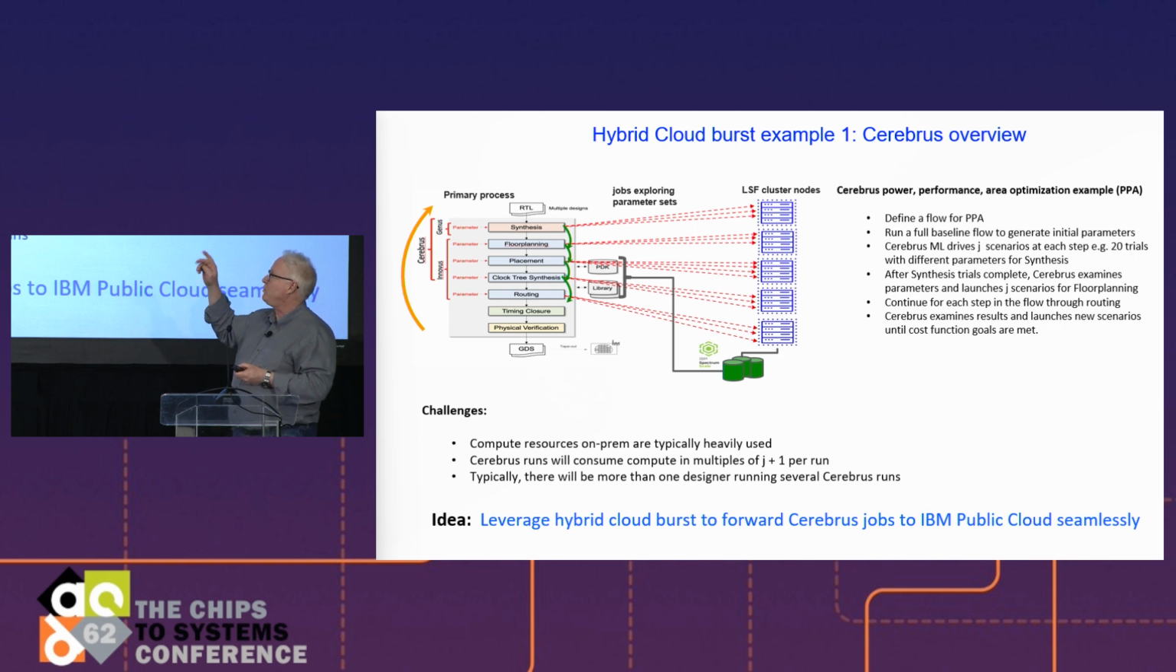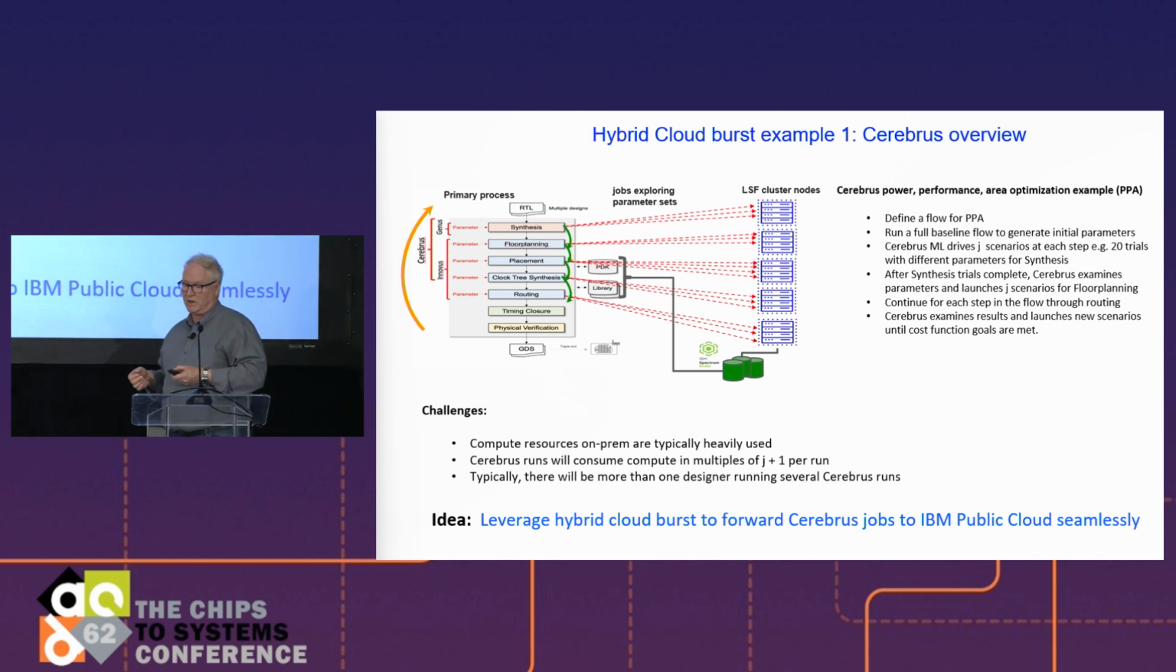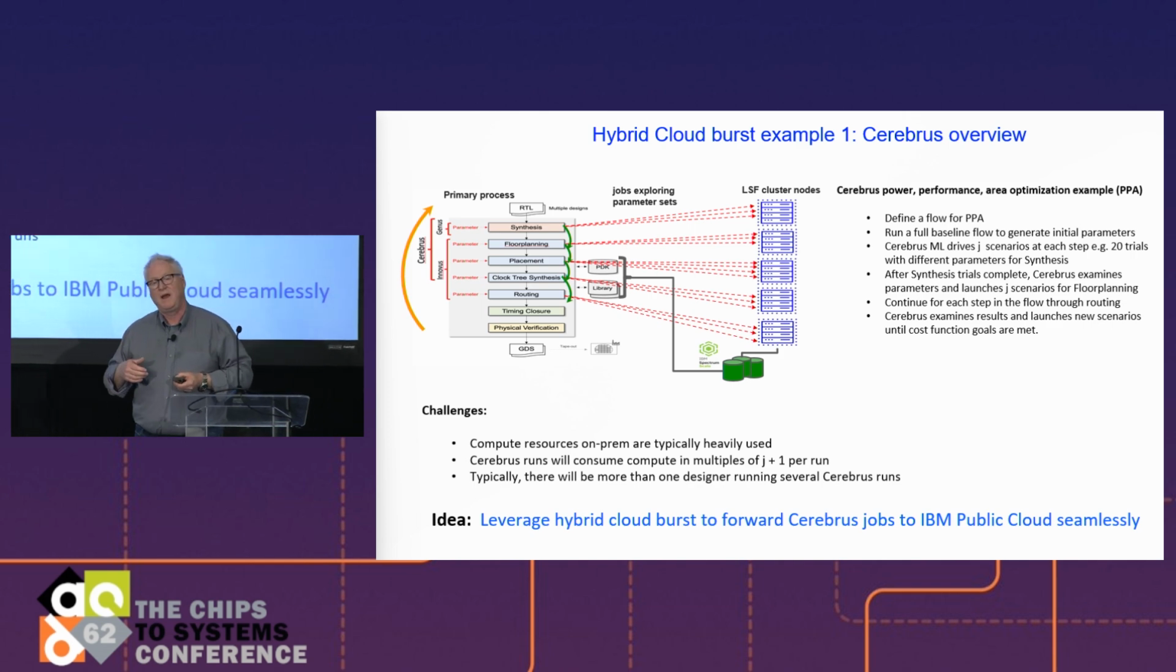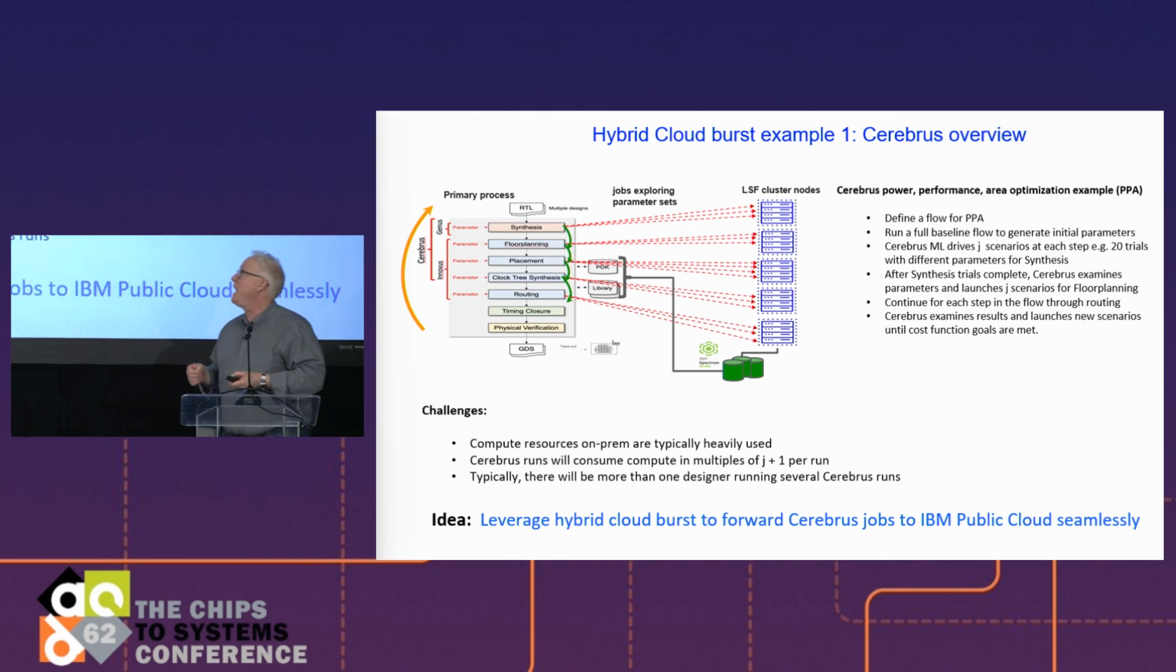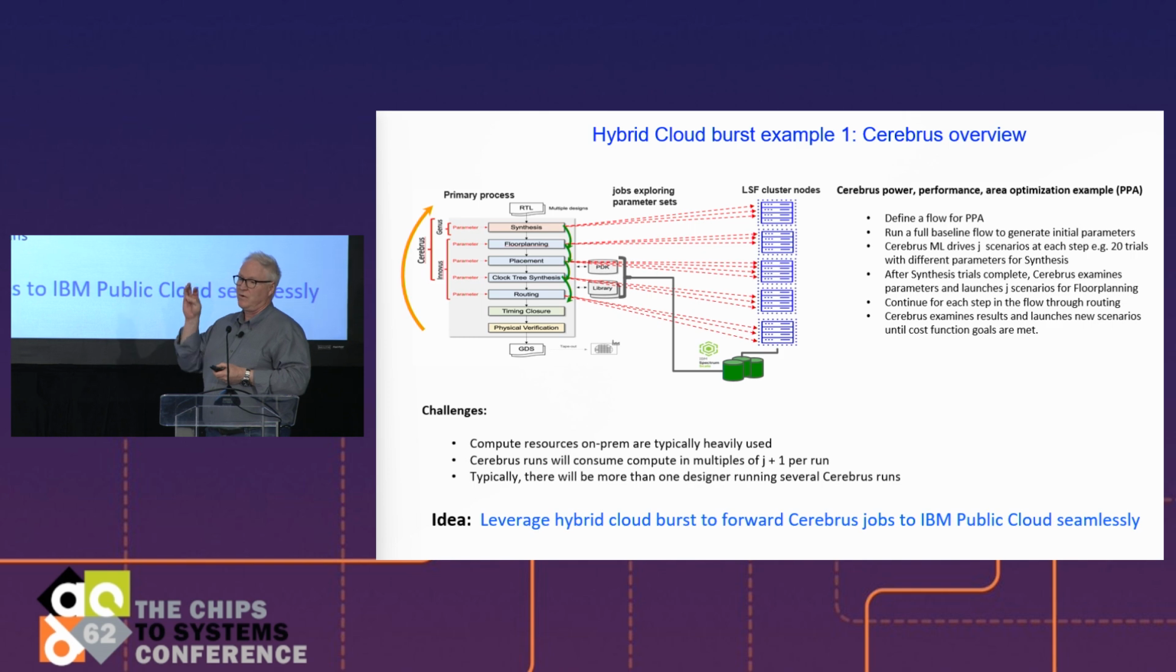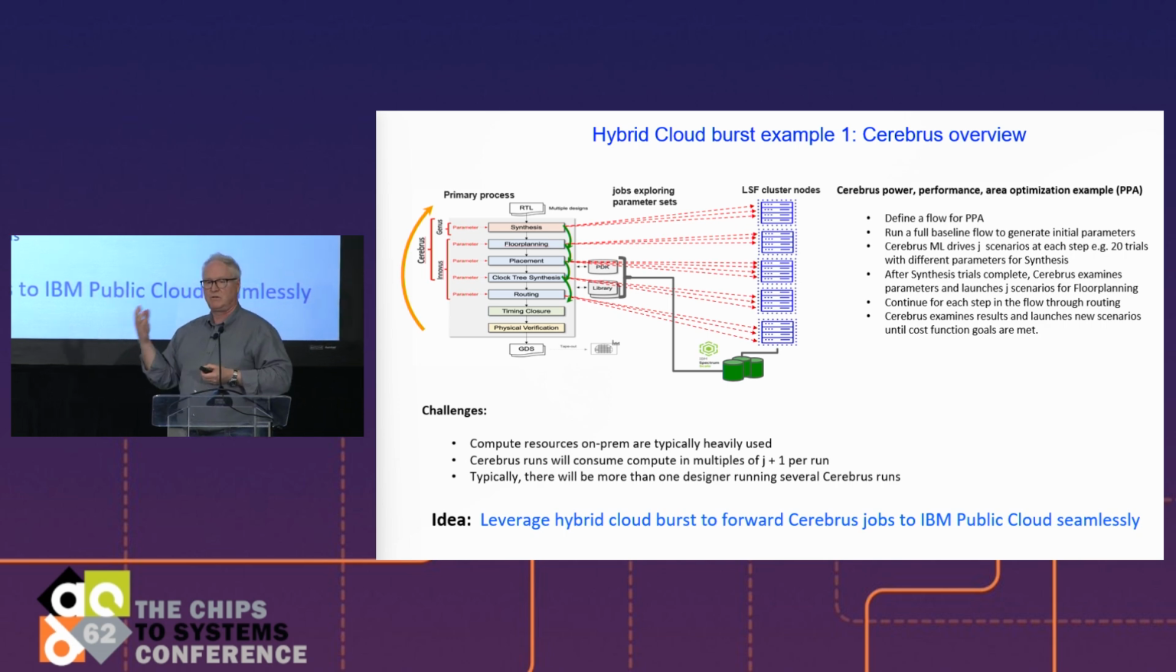Then you loop through the rest of the steps in the process: synthesis, floor planning, placement, clock tree synthesis, routing, and then eventually timing and closure. At each step, you're going to launch, and you can think about this in terms of a makefile. I'm going to launch J trials at each step. Typically you want to start with 20, but you may end up with 40, 60, 80. And at each step, you're going to launch J synthesis runs with different parameters.